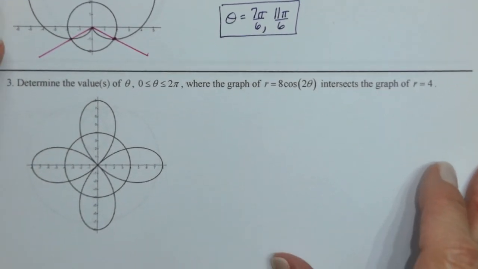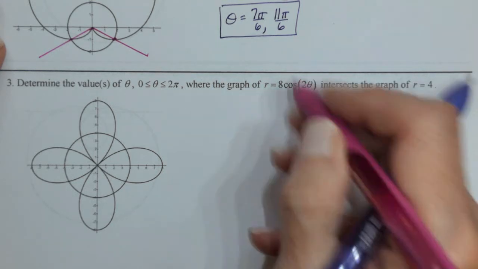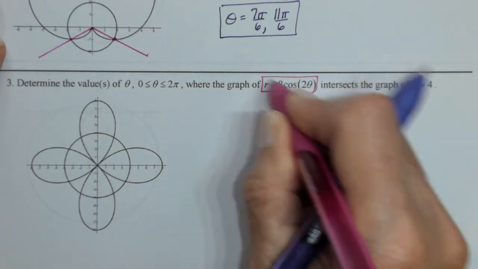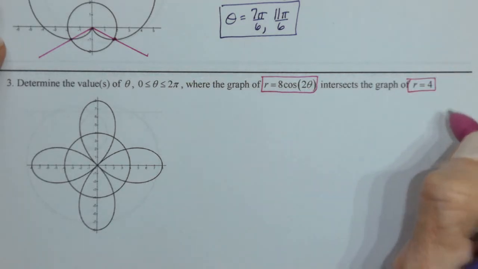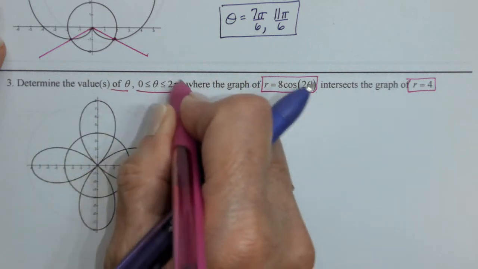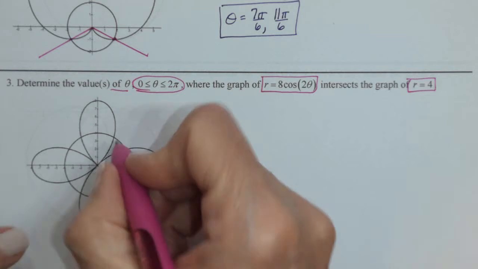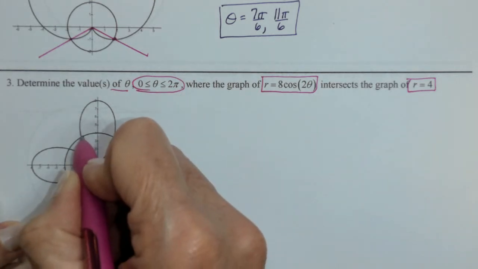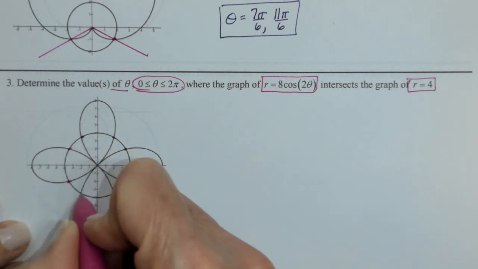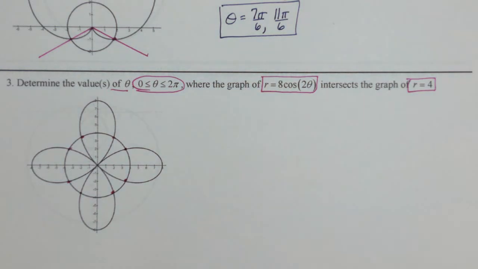Okay, let's determine the values of theta where these two graphs intersect. So we have this one, which is a 4-petaled rose, and this one, which is a circle centered at the origin. We're still finding the values of theta. We're still between 0 and 2 pi. Well, this time we're going to have lots of intersections, right? We have that intersection, this intersection. How many intersection points do we have? Well, we have 4 petals, and each petal intersects twice. So that's 8 intersections. We need 8 values of theta.